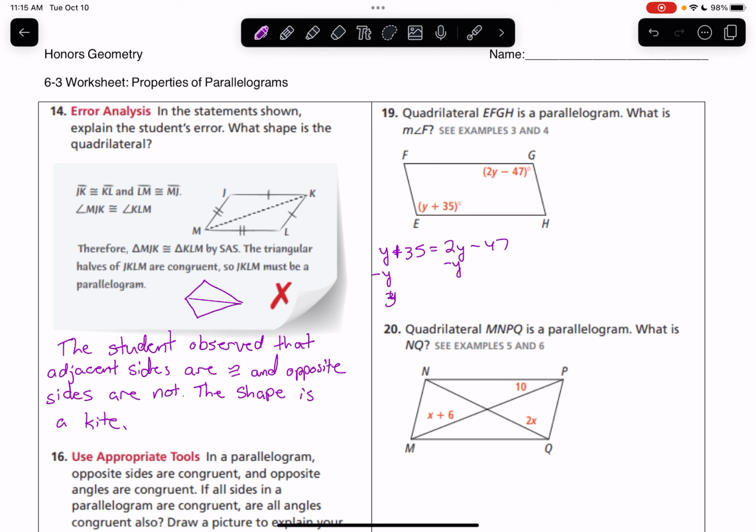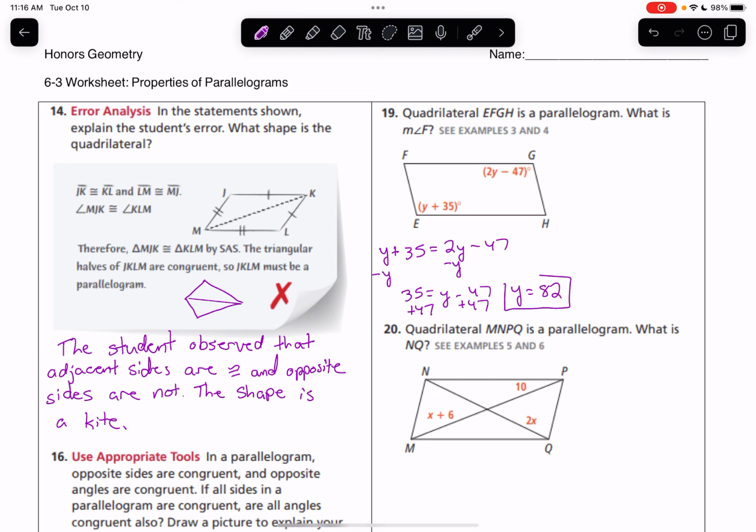Wow, hold on 1 second. There's no reason why I should make mistakes like that. So 35 equals y minus 47. Add 47 to each side. We find that y equals 82.